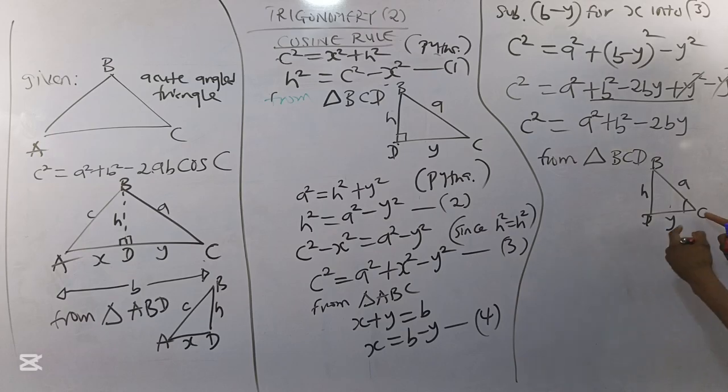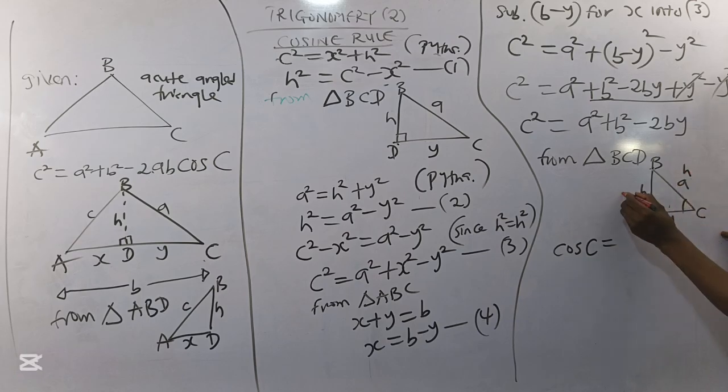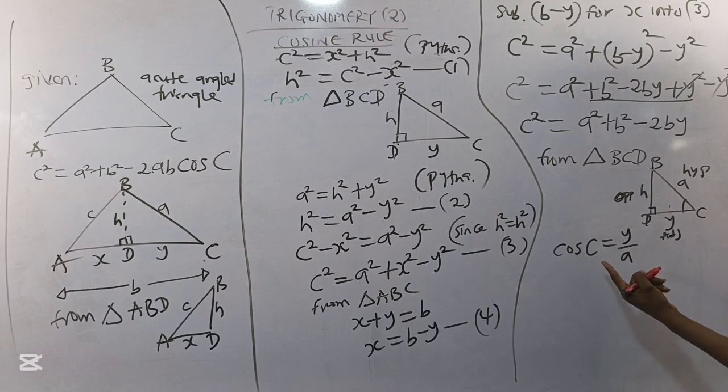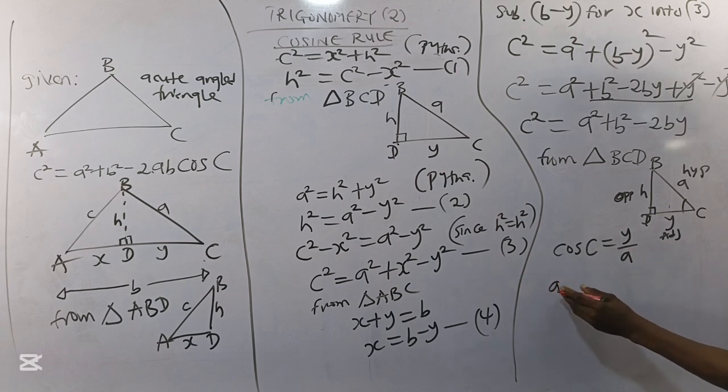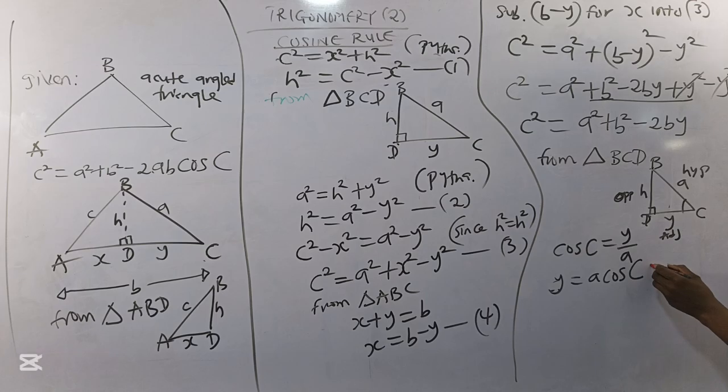We can see that cos of C, cos is what? I'm using this angle, so this is my hypotenuse. This angle makes here to be opposite, and this Y becomes adjacent. If you've been following our previous classes, you will understand what we are doing here. So cos C is adjacent over hypotenuse, which is Y over A. If I cross multiply, I will have Y equals A cos capital letter C. I can take this as my equation.